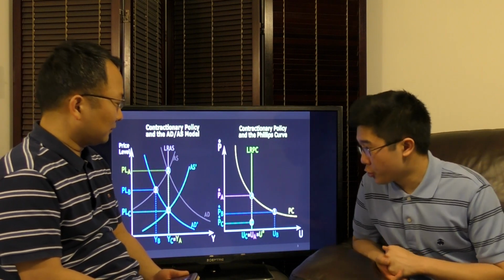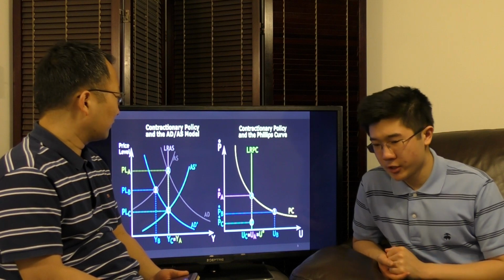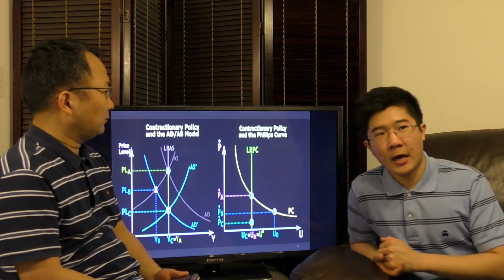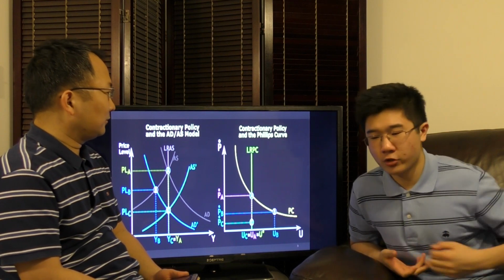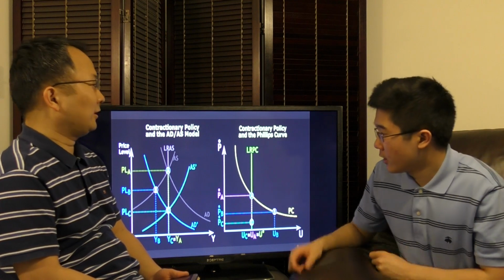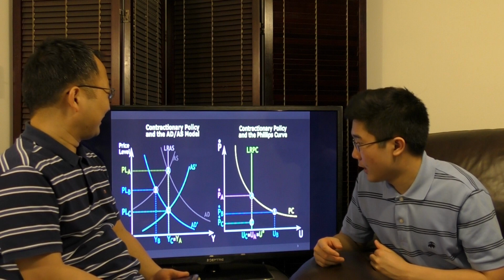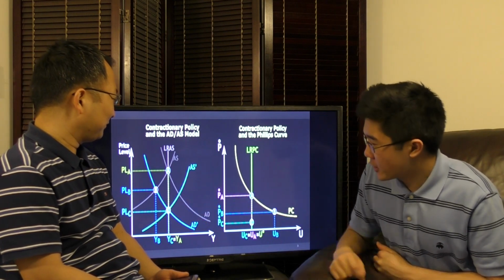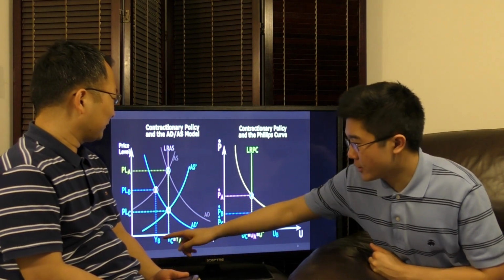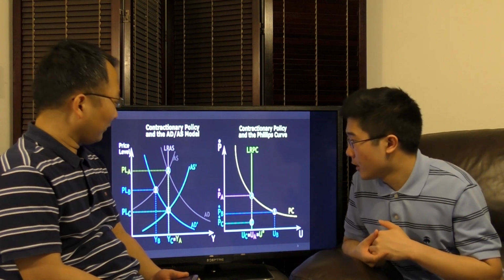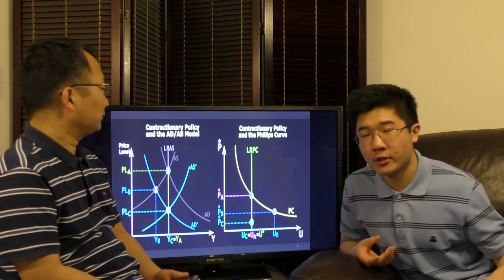On the contrary, the government pursues contractionary policy, such as increasing household taxes, increasing interest rates, or decreasing government spending, such as decreasing military spending. What happens is our aggregate demand shifts to the left, and as aggregate demand shifts to the left, our price level decreases and the real output decreases in the short run. However, the contrary happens in the long run.